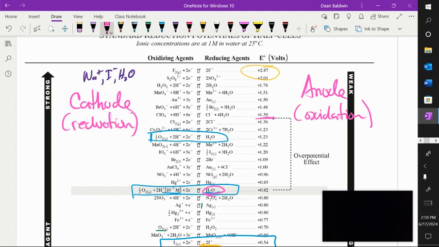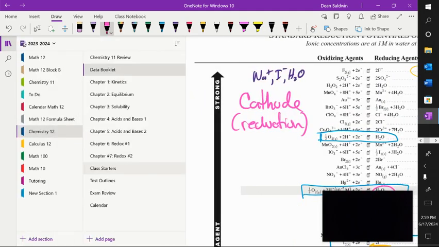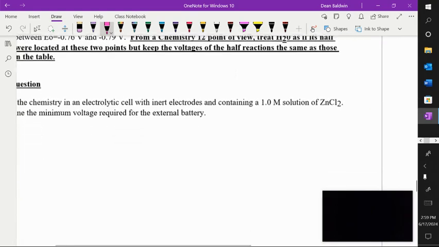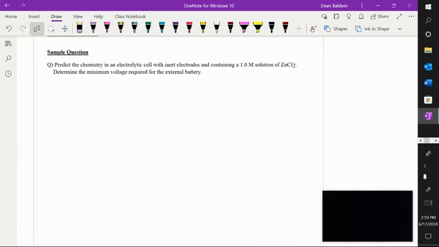So we're just going to do an example question. You just have to know how to read the table, essentially. Here we go. Predict the chemistry in an electrolytic cell with inert electrodes containing 1 molar solution of zinc chloride. Okay, it's a 1 molar solution of zinc chloride, so we have zinc ions, we have chloride ions, and we have water. And it's neutral. If I don't say anything, it's neutral.